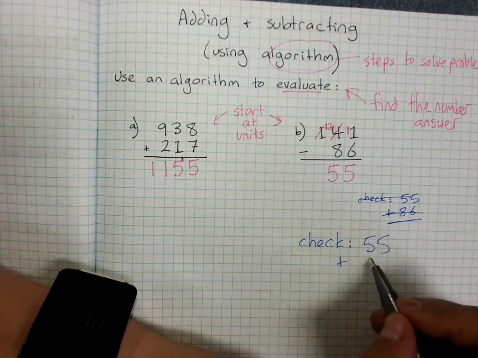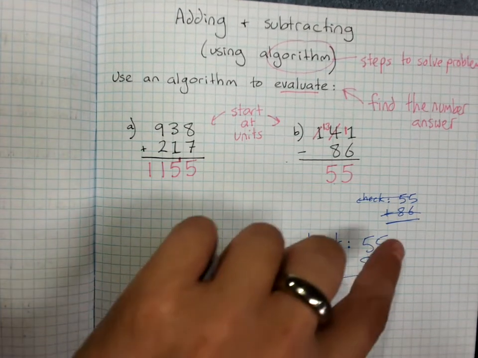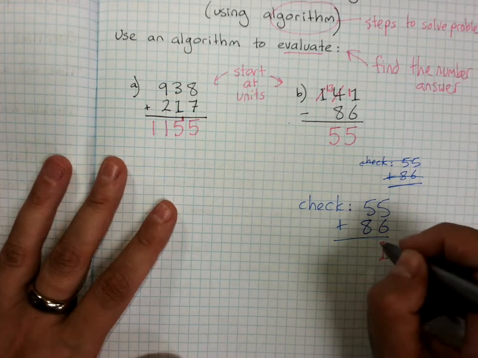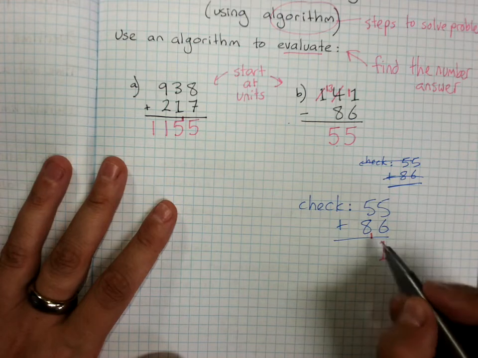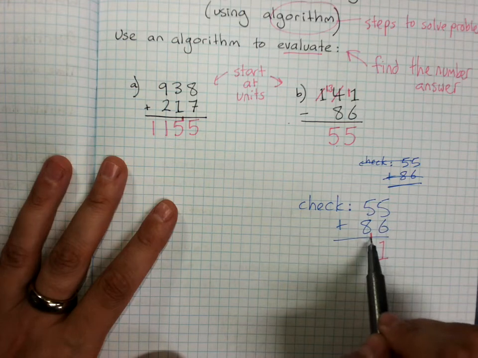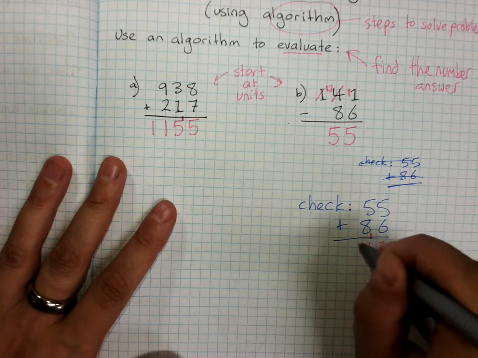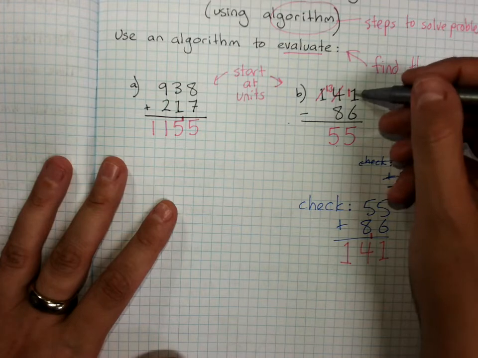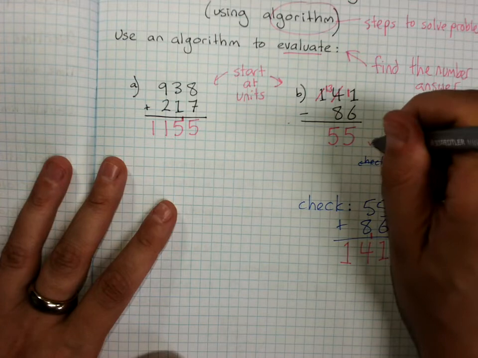55 plus 86. Now we're practicing our addition skills again. 5 plus 6 is 11. Put down the 1. And remember our units, tens number goes here, which is another 1. Add these up. 5 plus 8 plus 1. Well, 5 plus 8 is 13, plus 1 is 14. Put down the 4. The 1 would carry, but there's nothing else here, so I've got a 1. I got back to the same number that I started with, so that says I got this right.